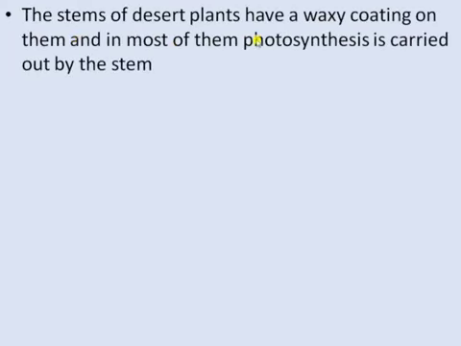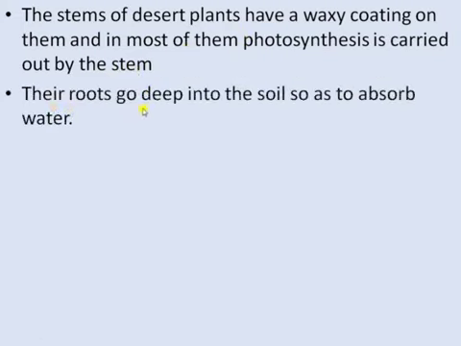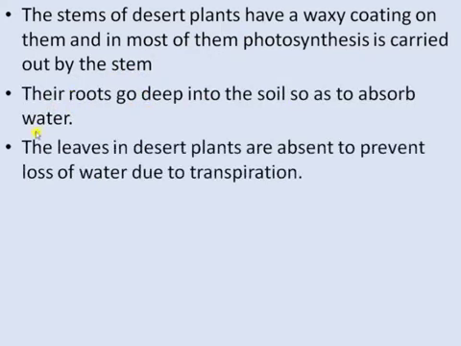Next, the stem of desert plants has a waxy coating on it, and in most of them photosynthesis is carried out by the stem. Their roots go deep into the soil to absorb water. The leaves in desert plants are absent to prevent the loss of water due to transpiration. So that's why they have spines instead of leaves.